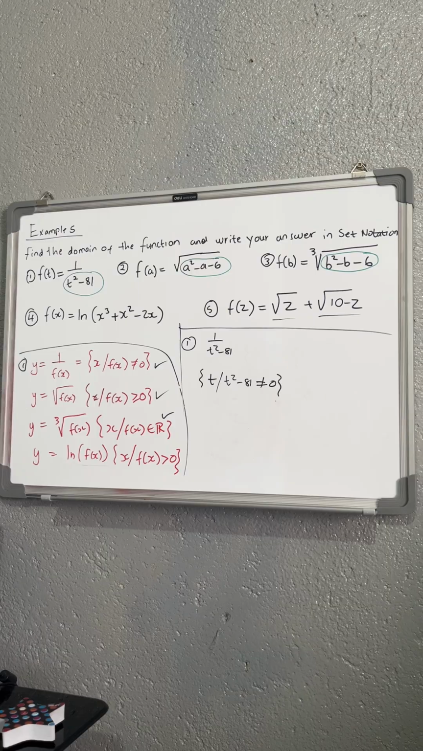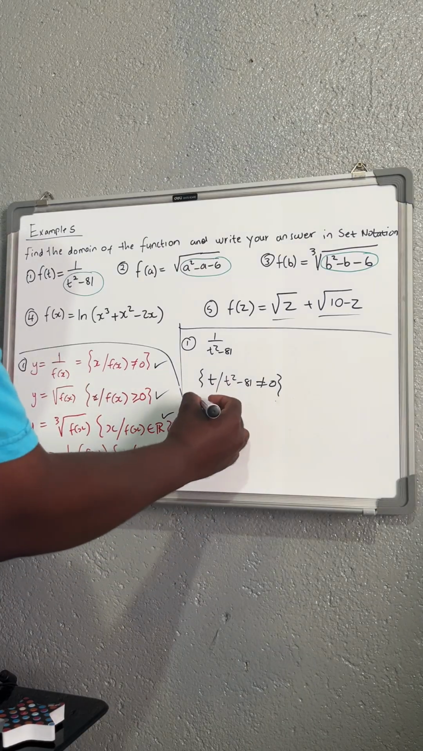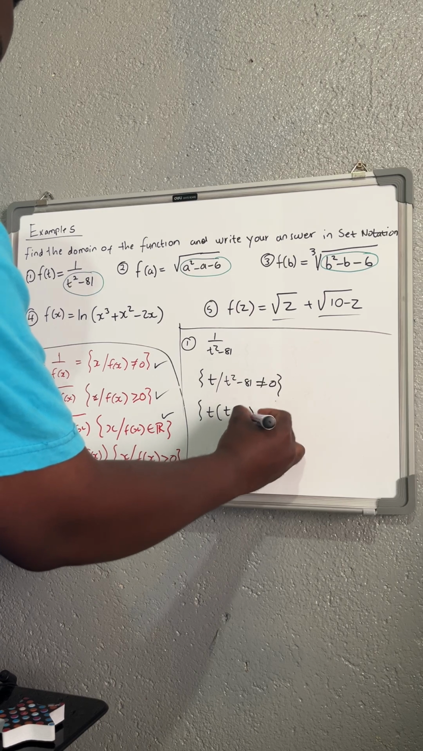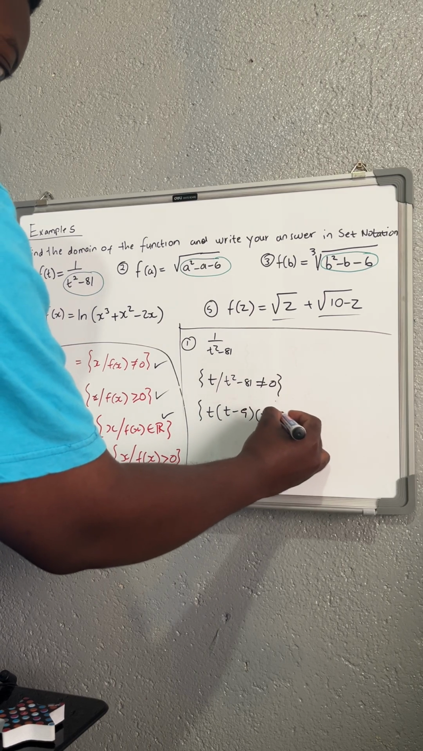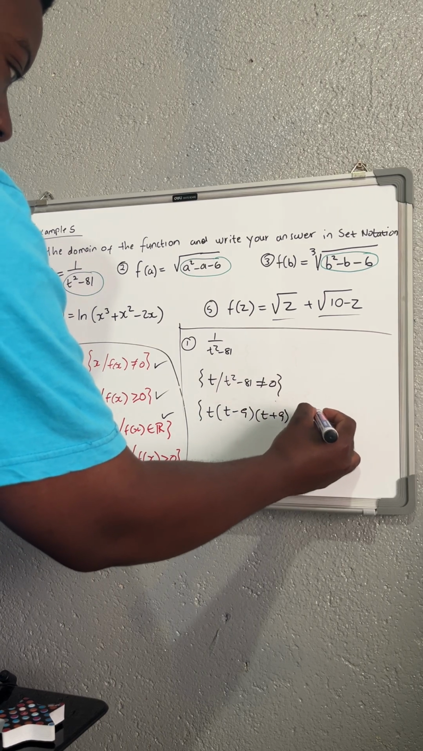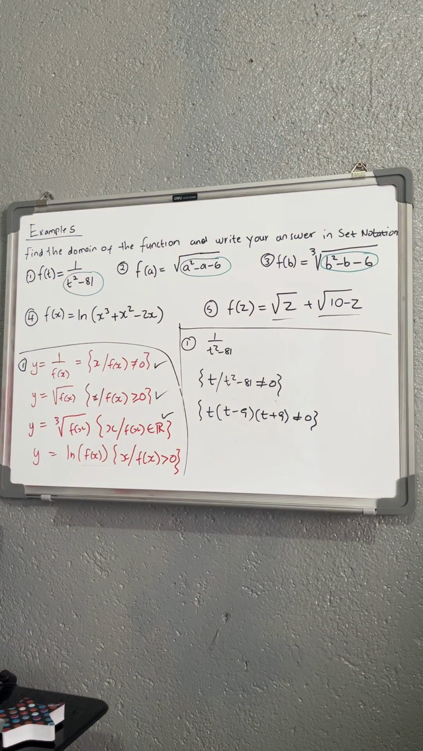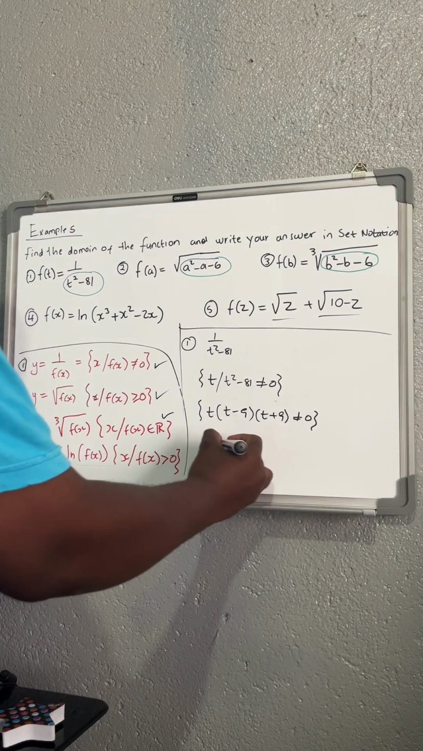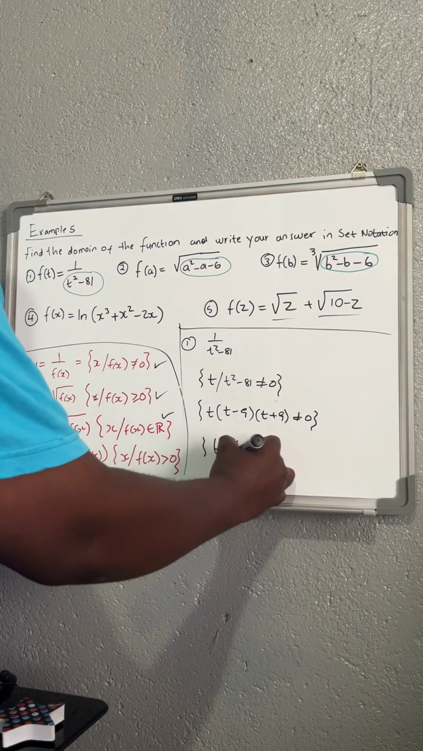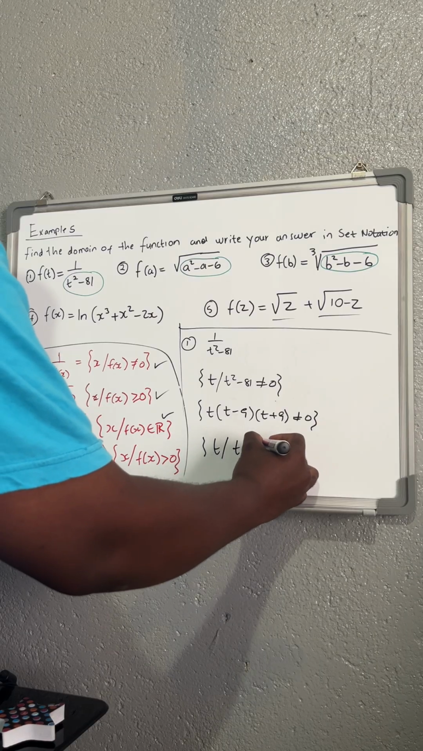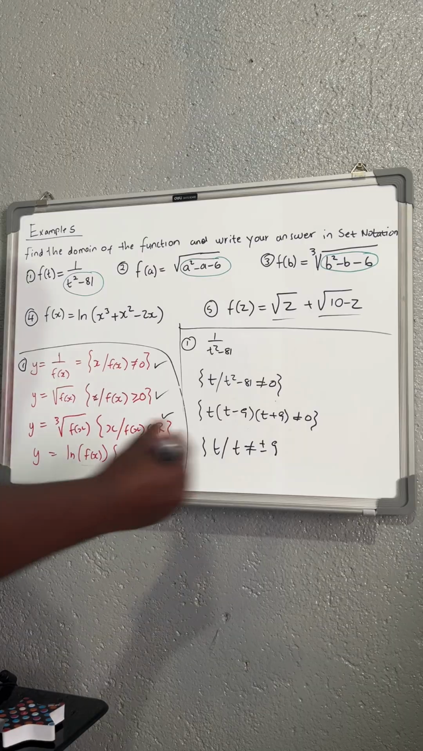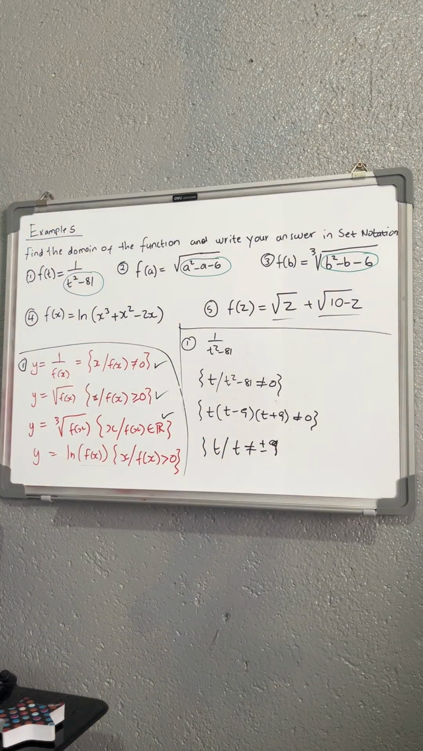See? So now you can expand this as the difference of two squares. You have t minus 9 and t plus 9. This should not be equal to 0. Then your final answer, you will say you have t such that t should not be equal to plus or minus 9. So plus or minus 9.